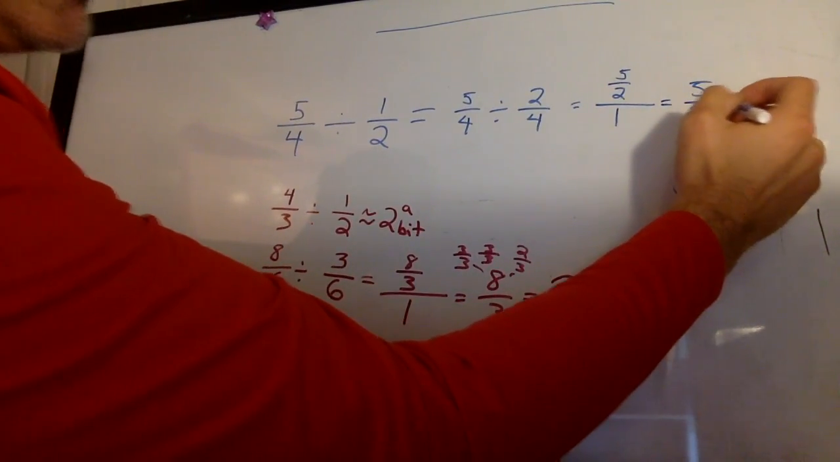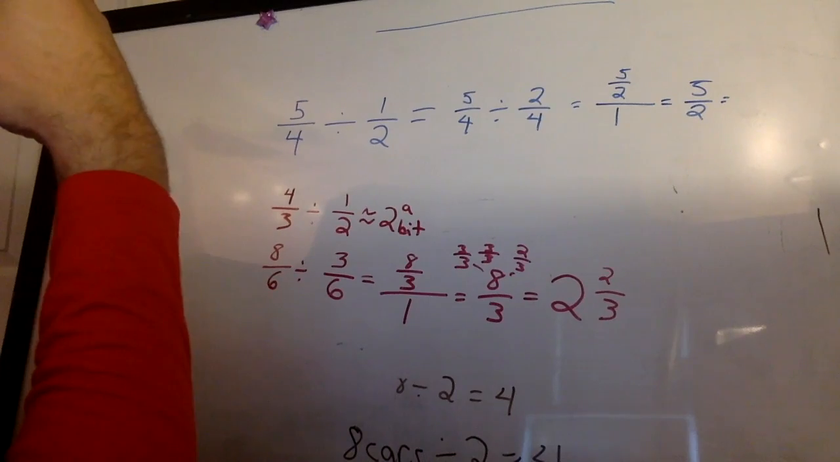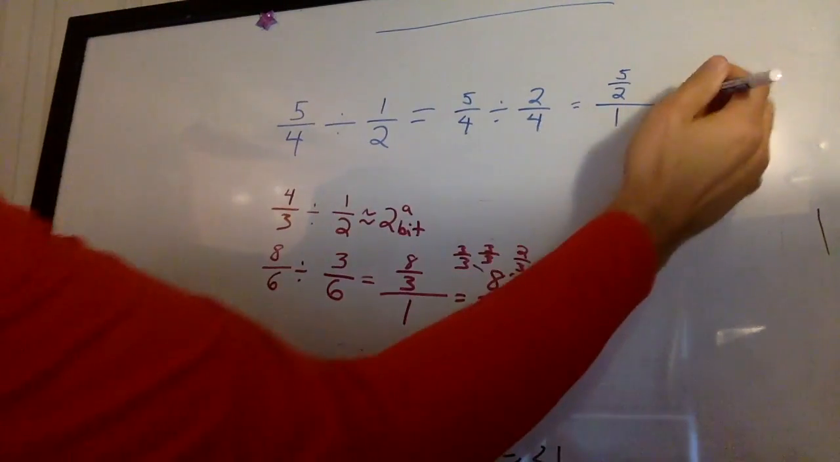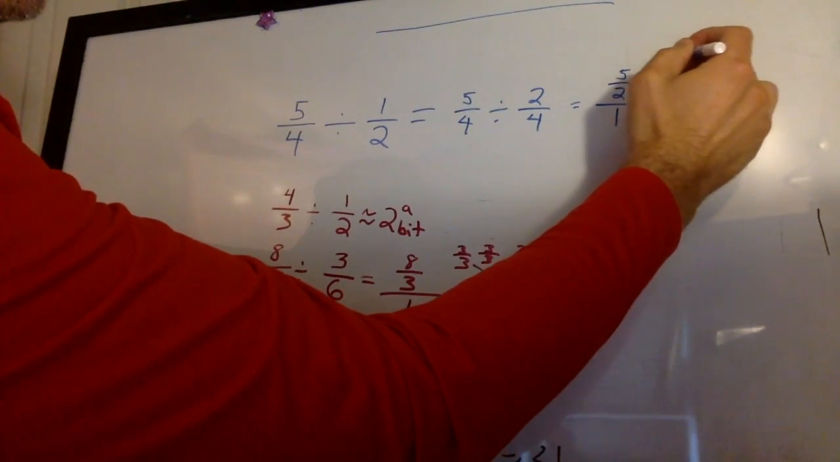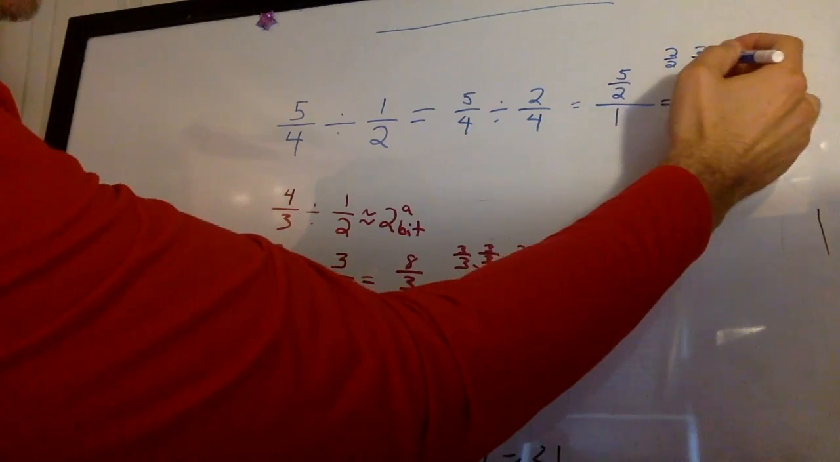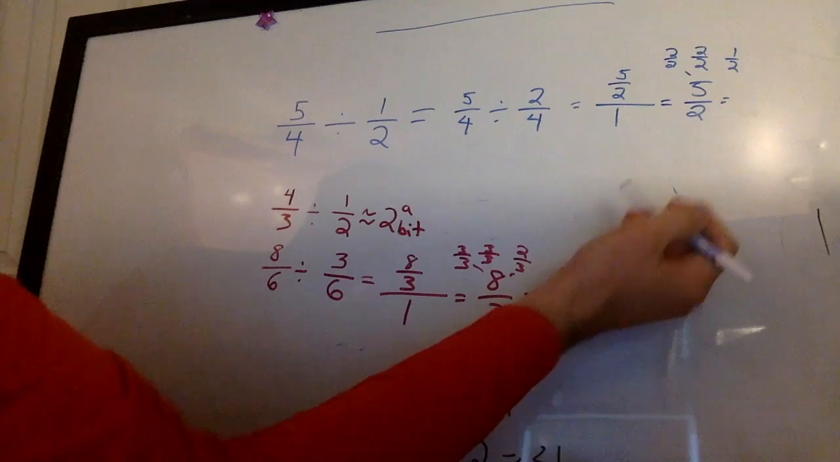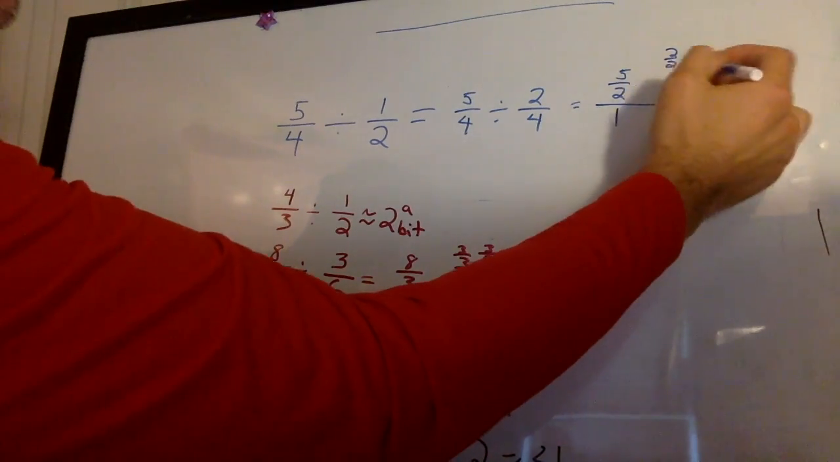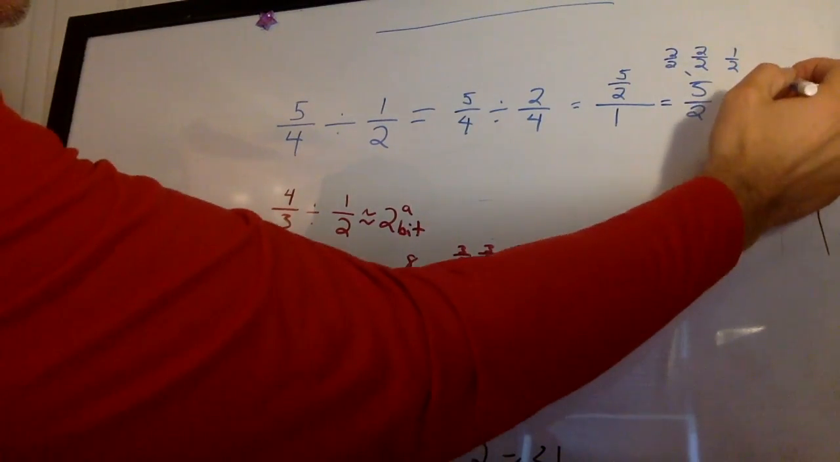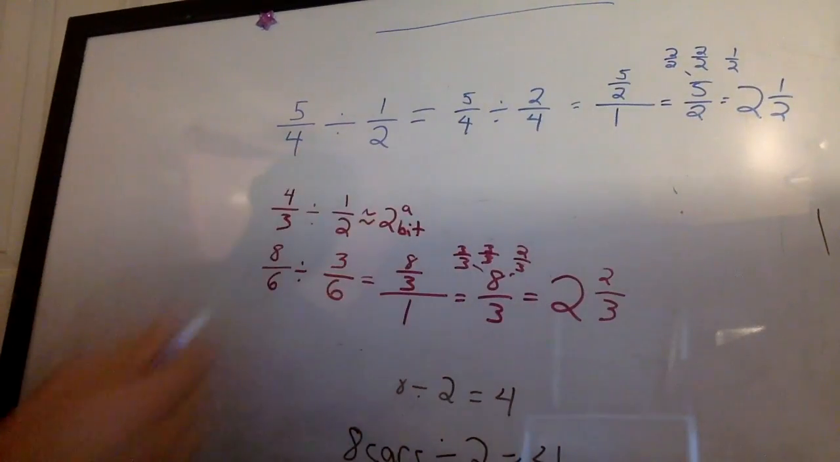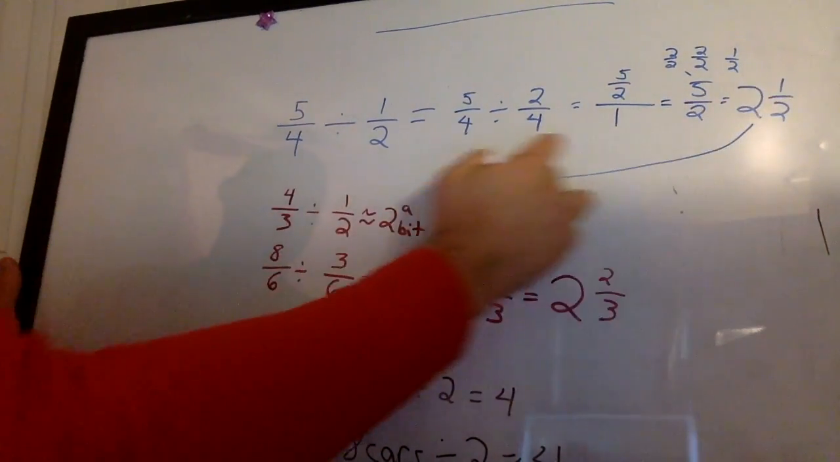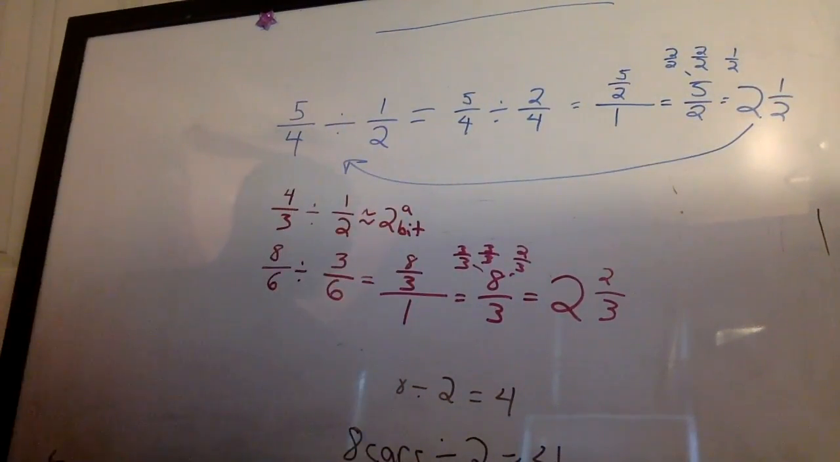which, what is 5 divided by 2? Is 2 groups. Basically, I got 2 halves, and 2 halves, and 1/2 left over, right? 4 halves plus 1/2 is 5 halves. So there's 2 whole and 1/2 left over. So the answer to 5/4 divided by 1/2 is 2.5.